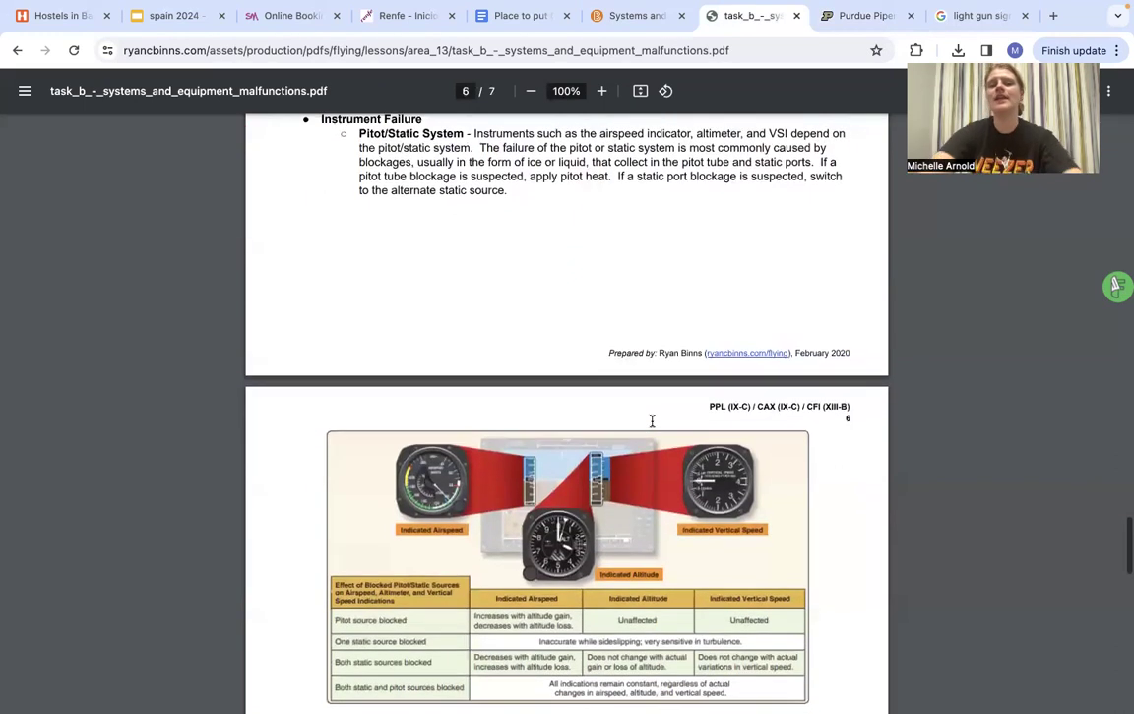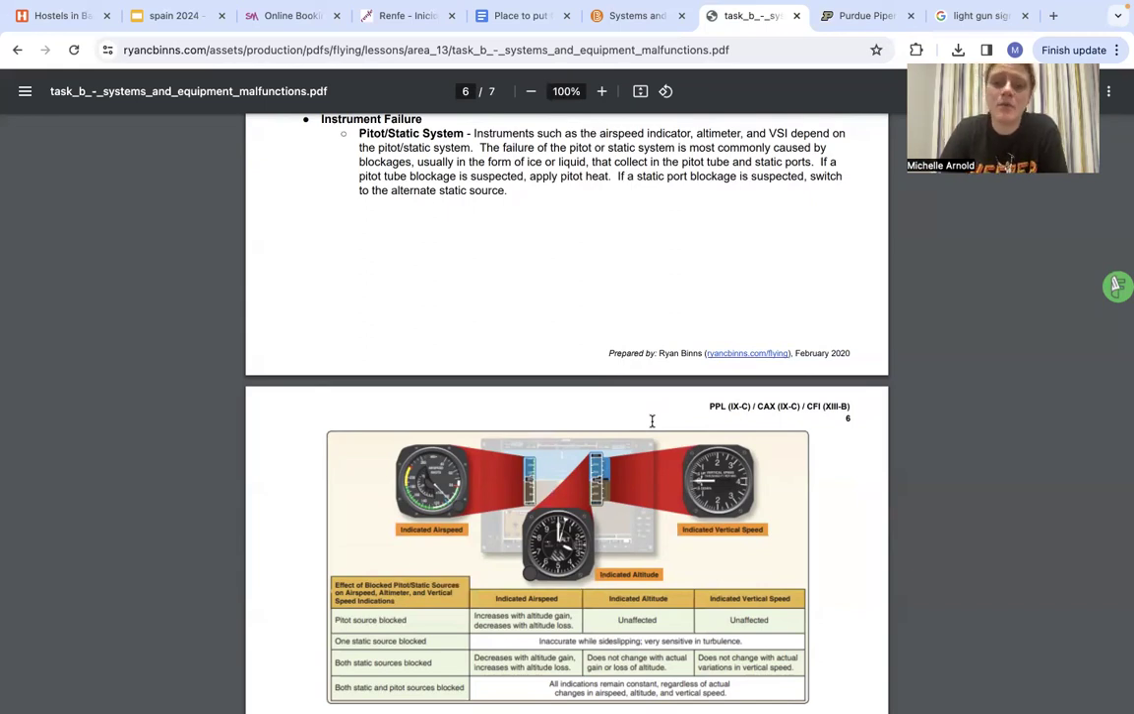All right, if you have an instrument failure, so if your pitot-static system fails, you want to know what's going to work and what's not going to work. So the failure of a static system is most commonly caused by blockages, usually in the form of ice or liquid that can collect on the pitot tube and static ports. If a pitot tube blockage is suspected, apply pitot heat.